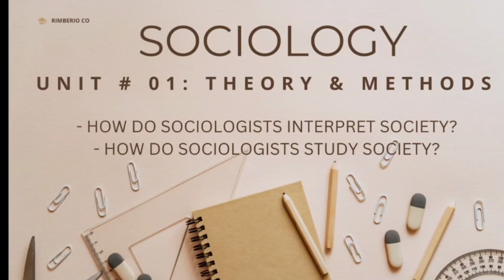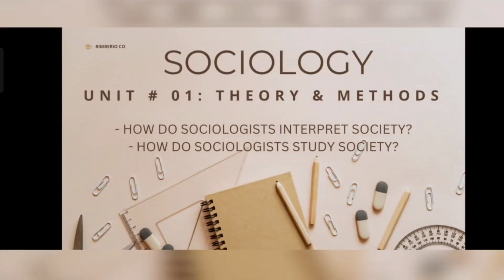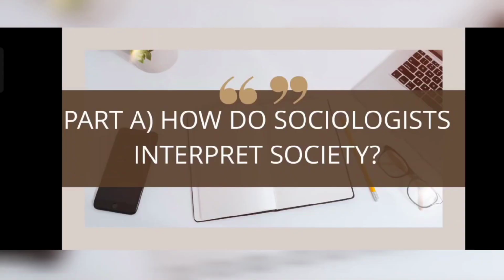First is, how do sociologists interpret society? It means, how do sociologists see society? What do they think about society? Second is, how do sociologists study society? What are the different methods or theories or approaches that sociologists use to study society? So let's begin. The first part is, how do sociologists interpret society?